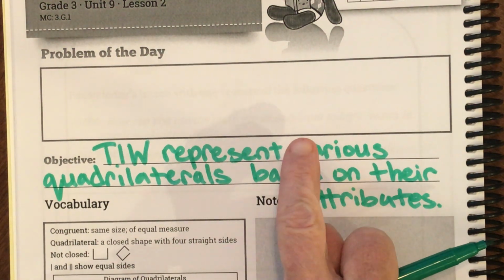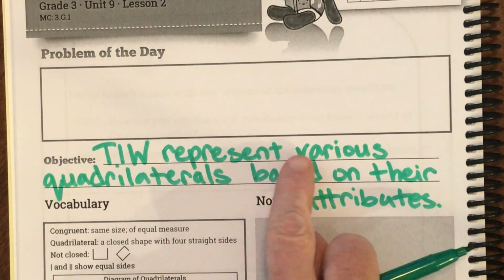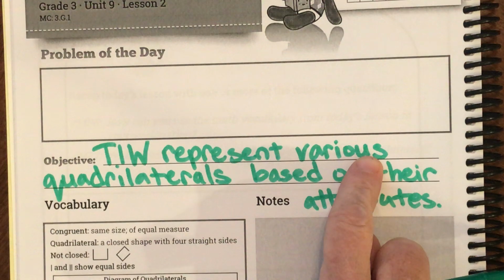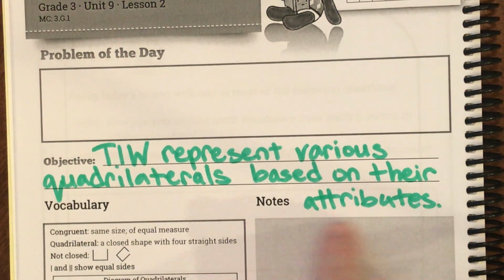So remember, there's 5 that we're trying to learn about. So we're going to be showing and learning about 5 quadrilaterals. And we're going to do this based on their attributes. Attributes are those characteristics or rules that they follow. So when I think of attributes, I think of characteristics, or I think of those rules that they follow.